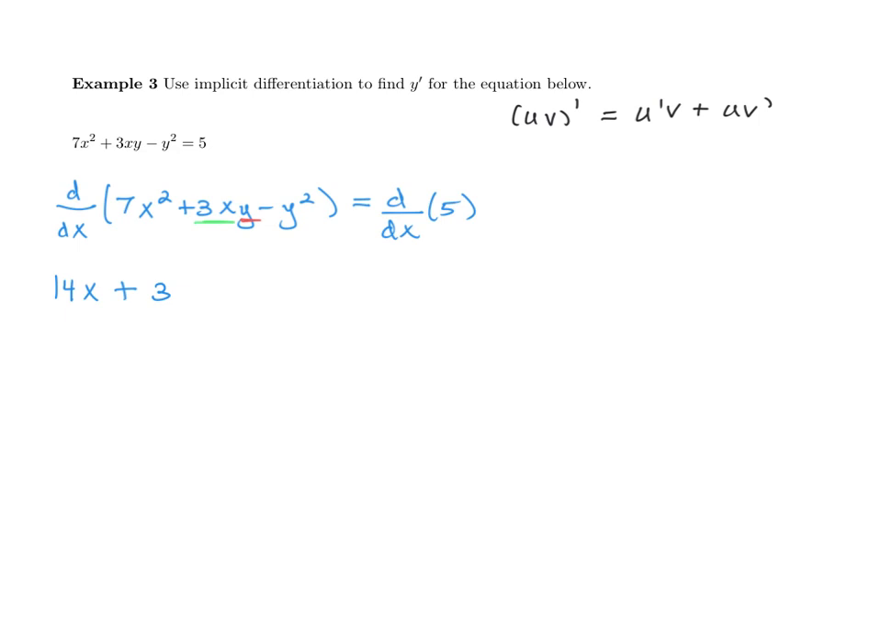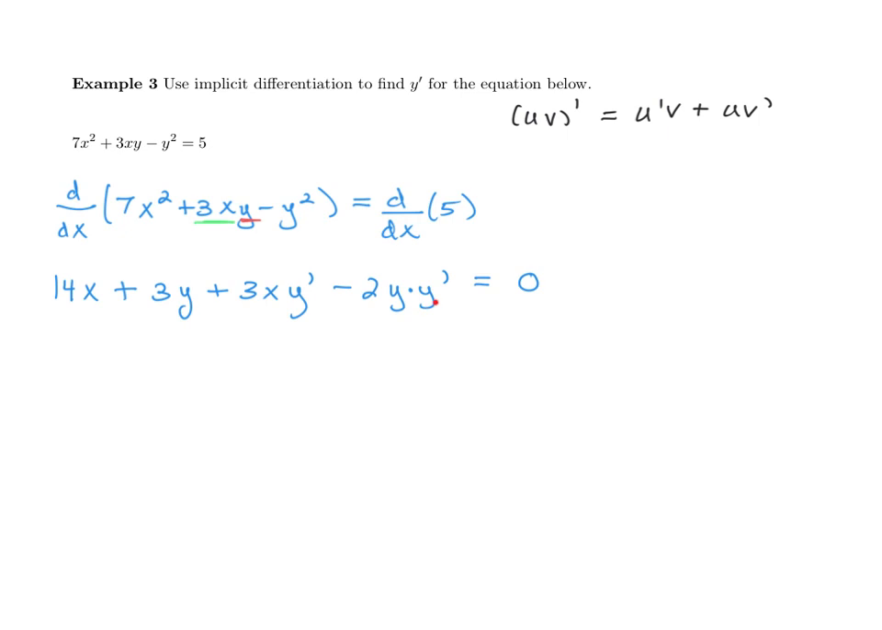That's 3. I then copy down y. I then add on 3x, and then take the derivative of just y, which is y prime. I now move on to minus y squared. The derivative of y squared is 2y y prime. On the other side of my equation, the derivative of 5 is simply 0. The goal is to get y prime by itself, and the calculus part of this question is done.